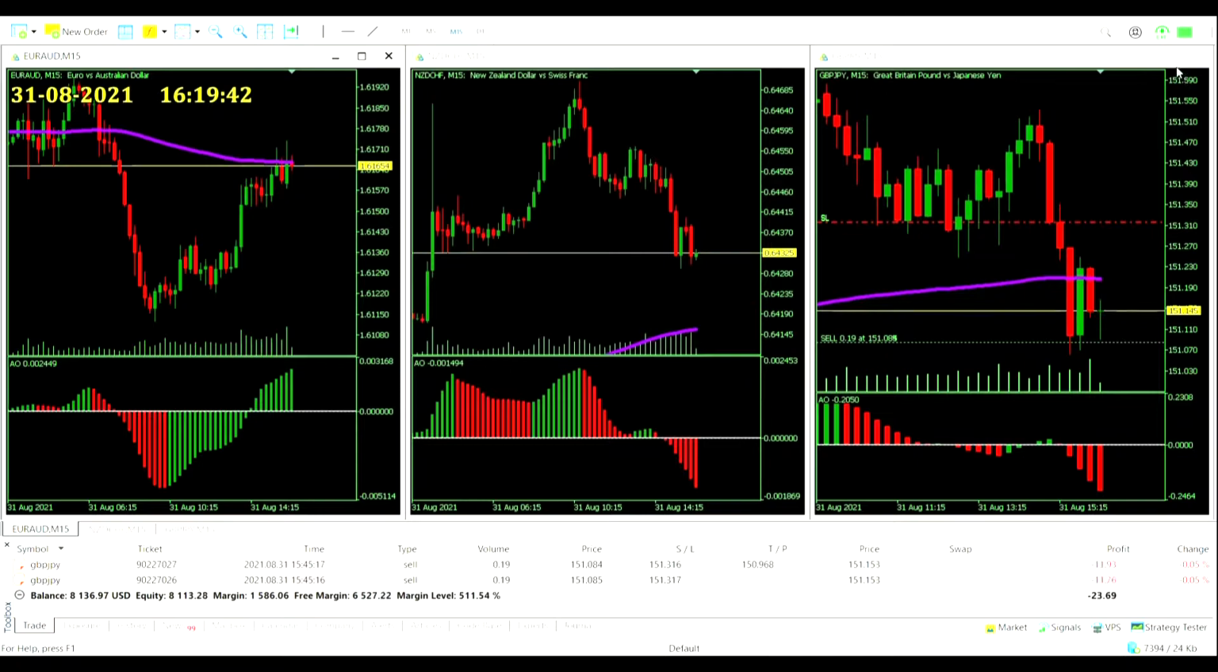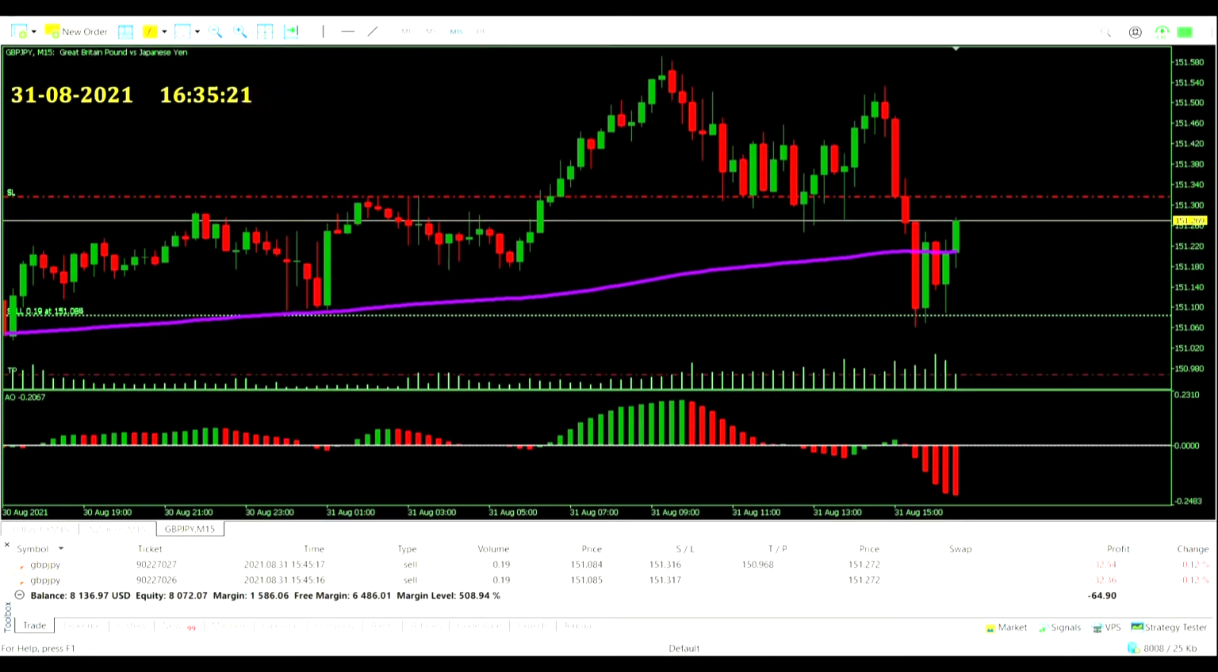Let's get back onto that pound yen. That's where our action is. Definitely looks like it's making its move for the stop loss now. Price on the rise.